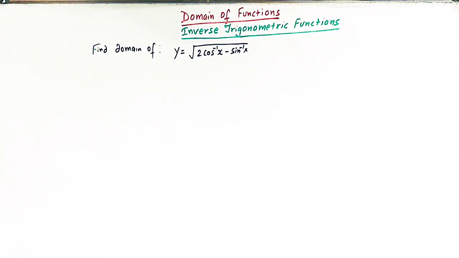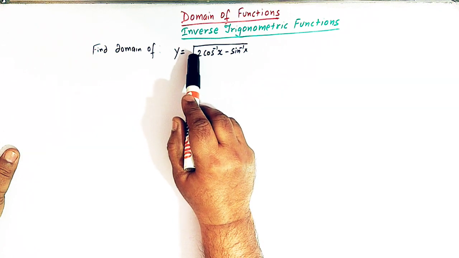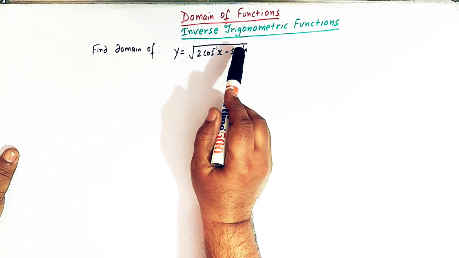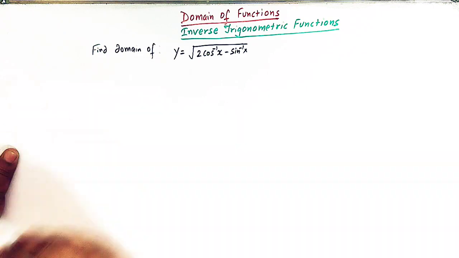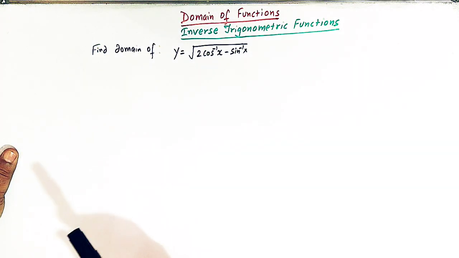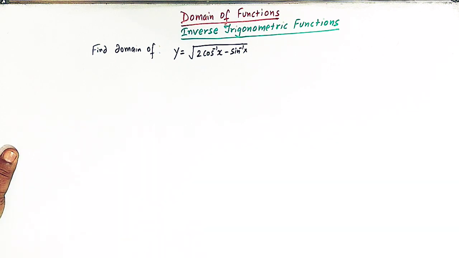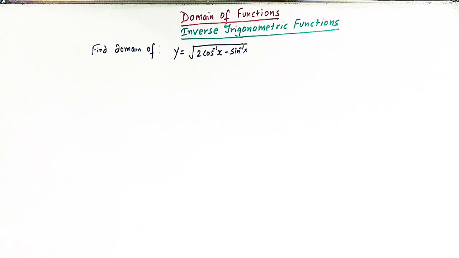Hello, viewers. In today's session, we are going to discuss a very important and very conceptual problem from the domain of functions. Here we are given a function y equal to the square root of 2 cos inverse x minus sine inverse x, and we have to find the domain of this function y. By the domain of a function, we mean all the valid values of x. So we have to find all the values of x which define this function y.